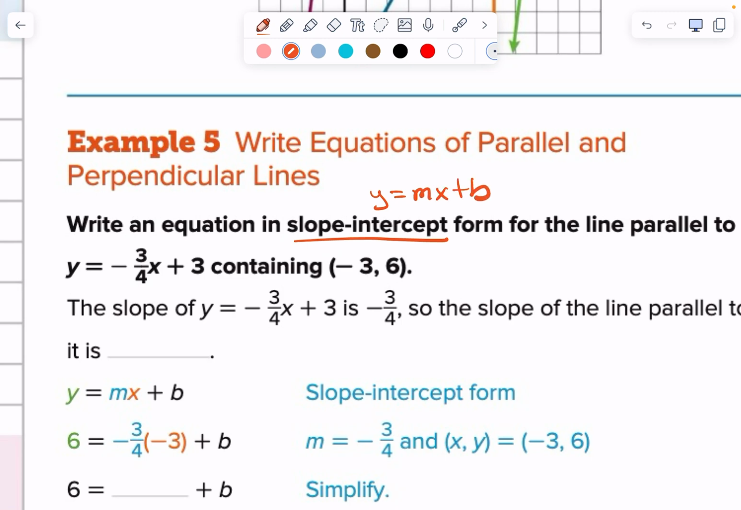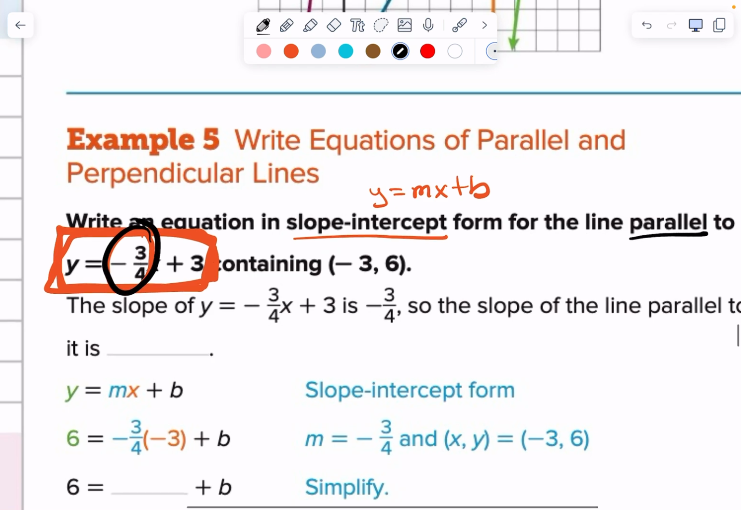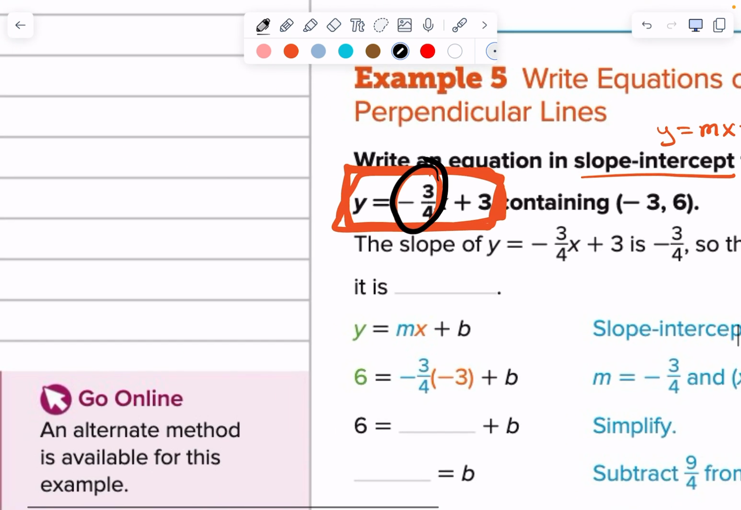Of the line that is parallel to this one. Is this one in slope-intercept form? Yes, that one is in slope-intercept form. What is the slope of this line? -3/4 is the slope. If I want it to be parallel, what will my slope be? -3/4. So I know that my line has to also be -3/4 x.